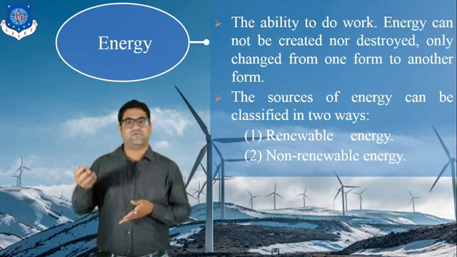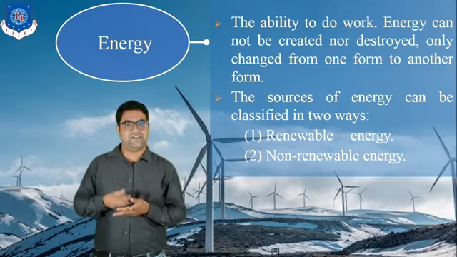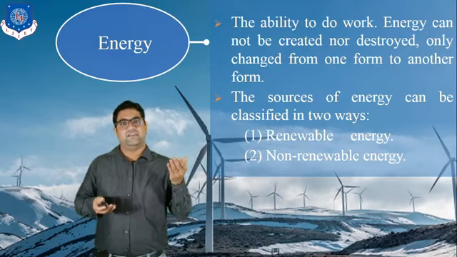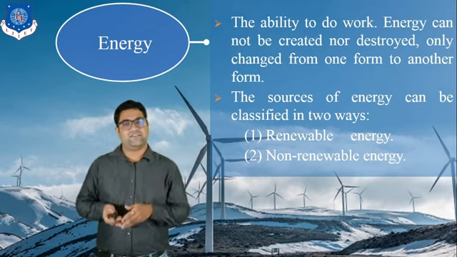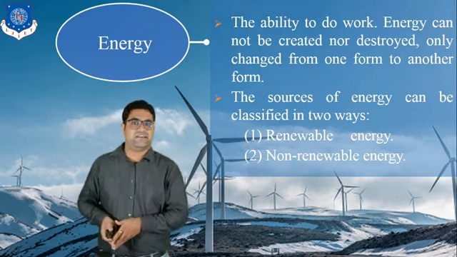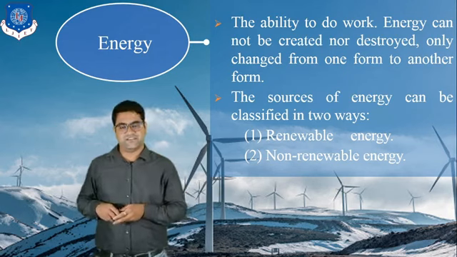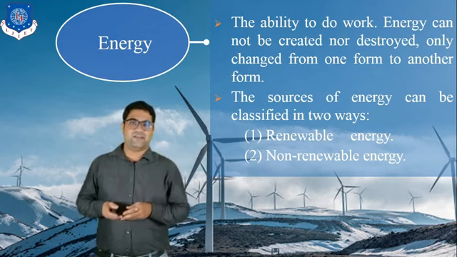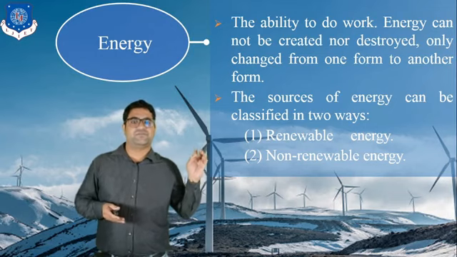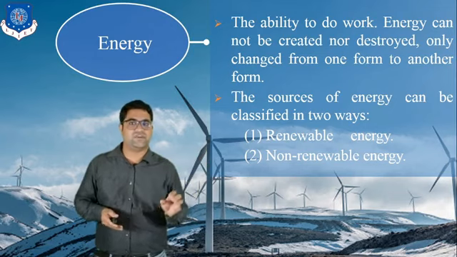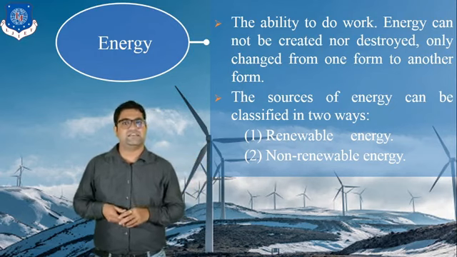We can convert that potential energy of water into kinetic energy, and then we can use that kinetic energy of the water to run the turbine, and after that we can convert that kinetic energy into electrical energy. So finally what we are doing is changing the form of the energy and producing the available or useful energy, that is, the electrical energy.